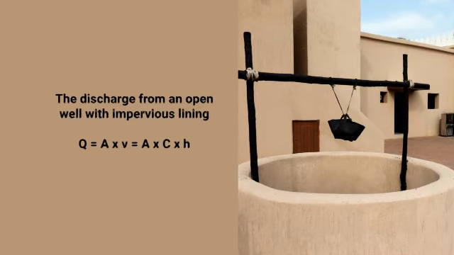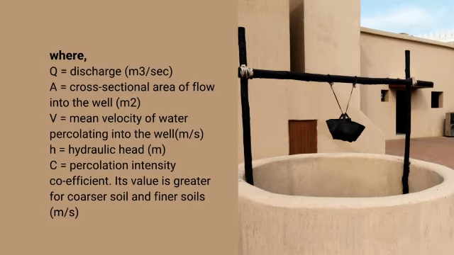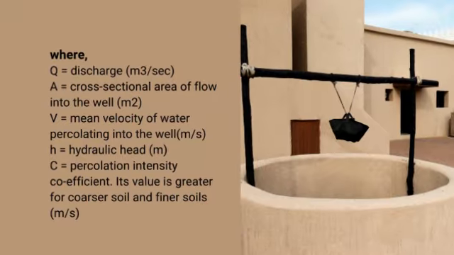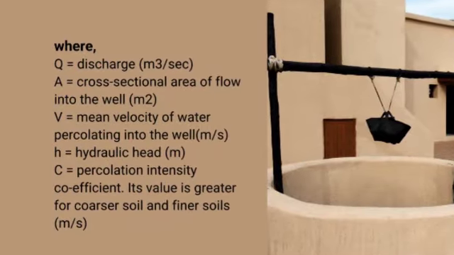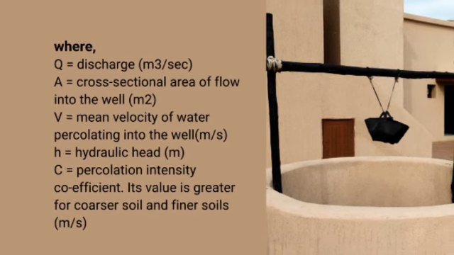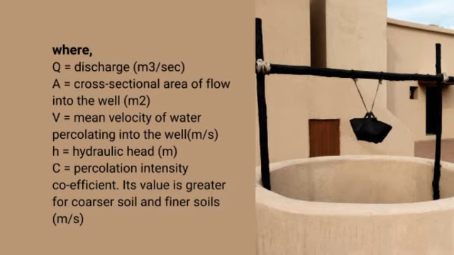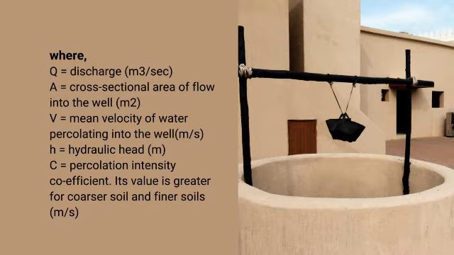The discharge from an open well with impervious lining is Q is equal to A into V, which is equal to A into C into H. Here Q is discharge in meter cube per second. A is the cross sectional area of flow into the well, in meter square. V is the mean velocity of the water percolating into the well, in meter per second. H is the hydraulic head, in meter. C is the percolation intensity coefficient. Its value is greater for coarser soil and lesser for finer soil. This is in meter per second. So here is the picture for the constant level pumping test.